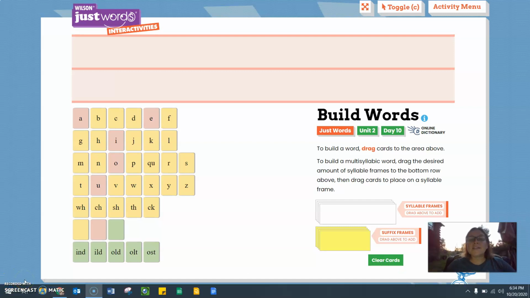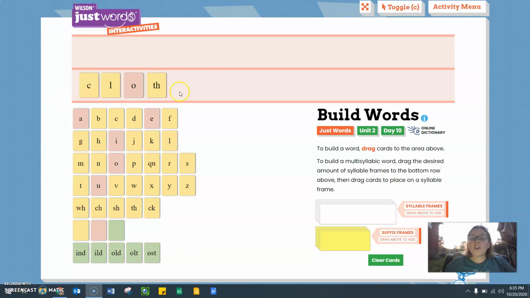Your first word is cloth. Echo, cloth. The word cloth, the CL is blending together to say cl. The O is saying the short O sound, aw. And then we have the TH, two letters that make one sound. Put it together, cloth.